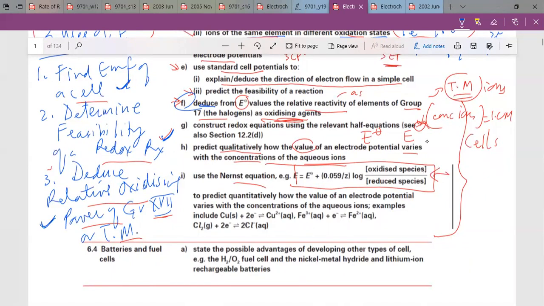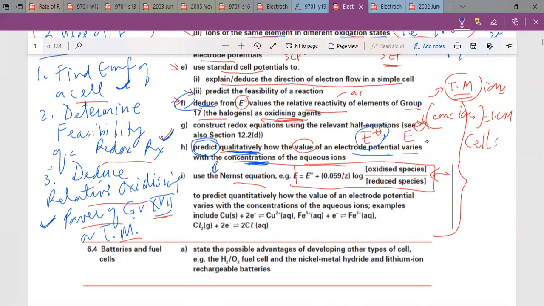The oxidizing power of group 17 or transition metals. Now here, the next one, of course, to link together with the Nernst equation, is to predict qualitatively, that means increase or decrease as well, the value of electric potential, this one here, the original one, varies with concentration. And then we go to this one here.